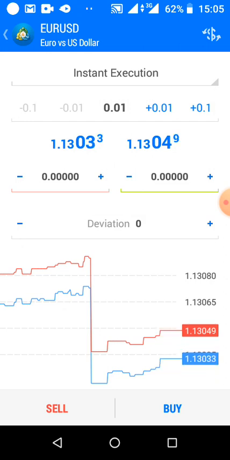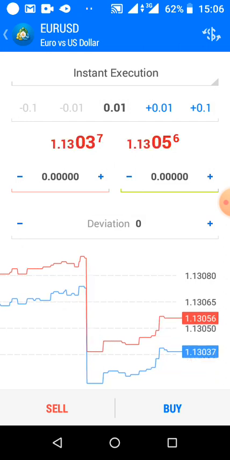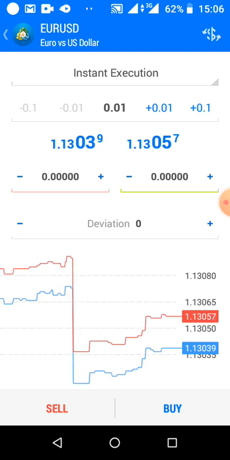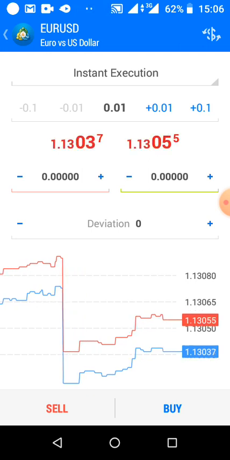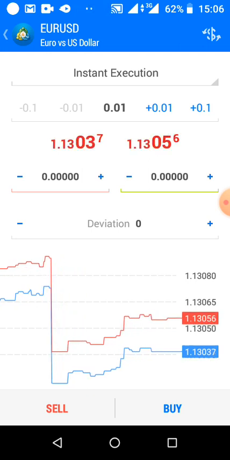The next thing you see under here is 0.01. That is lot size. The explanation of lot size is also not for this clip. In the next clip, I hope I'll be able to explain that.